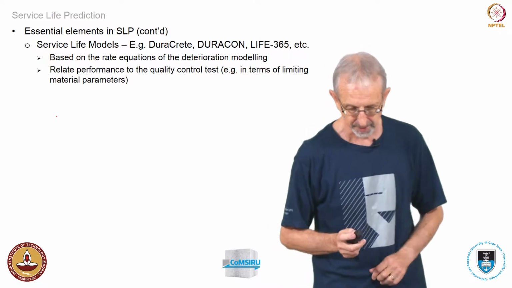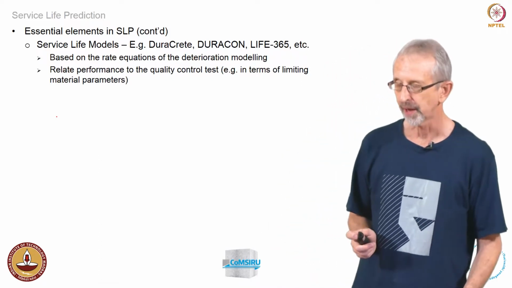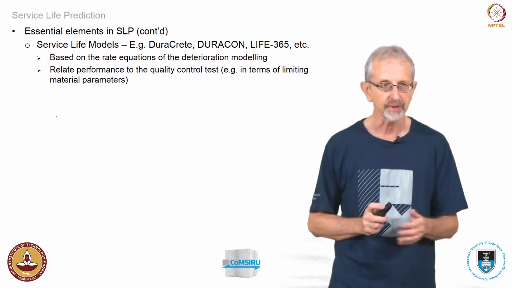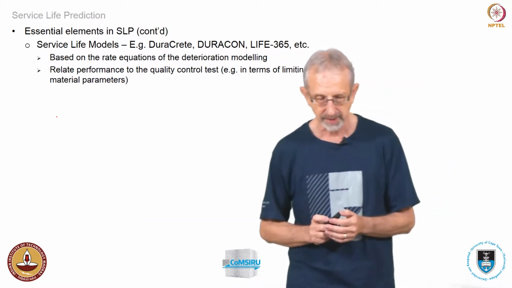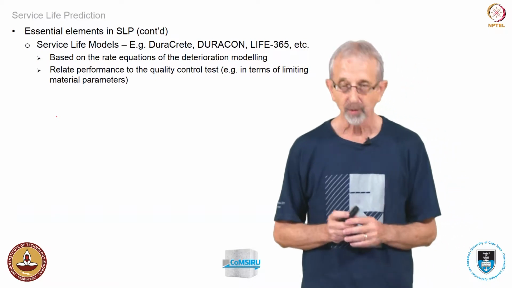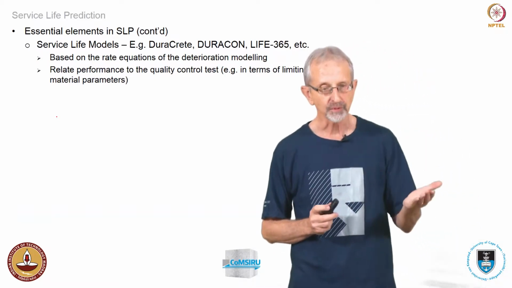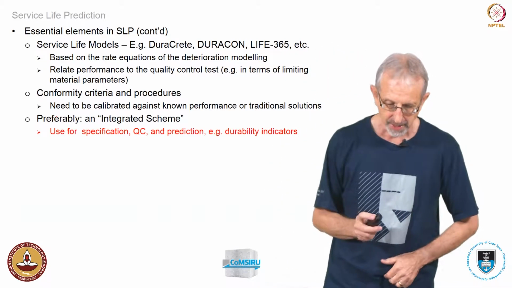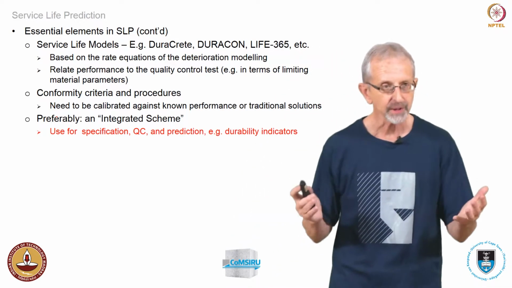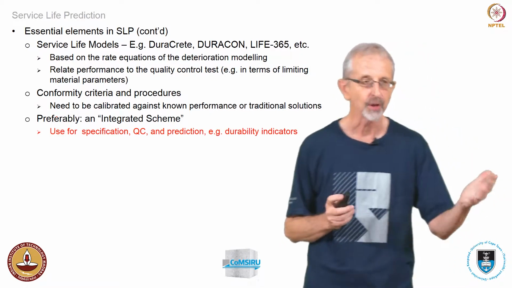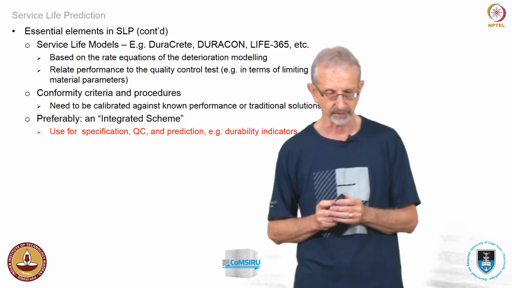There are a number of service life models out there in the open source software. So you get Duracrete, Duracon, Life 365. They all have merits. They all have demerits. They're all based on rate equations one way or the other, and they relate a performance to a quality control test. But the conformity criteria are still issues that we grapple with, because we have to calibrate these against known performance, and that means studying real structures.